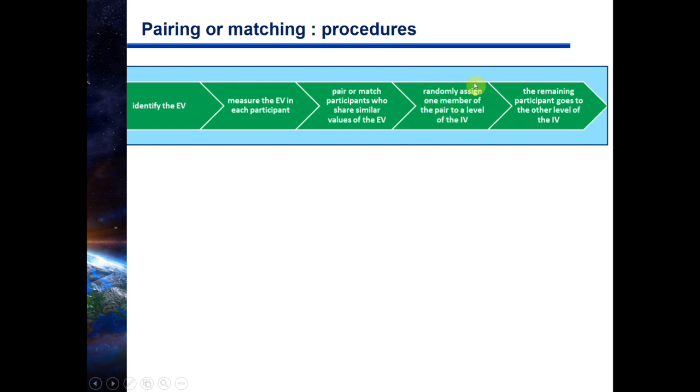Then you're going to randomly assign one participant to one group, and the other participant goes in the other group. There's only two groups, remember, because this is a t-test, T for 2. So you can't use pairing or matching if you have a single sample t-test because there's only one group that you're working with from the beginning. This technique can't be used for them. It can be used only when you have two groups where you can actually pair people up and split them.